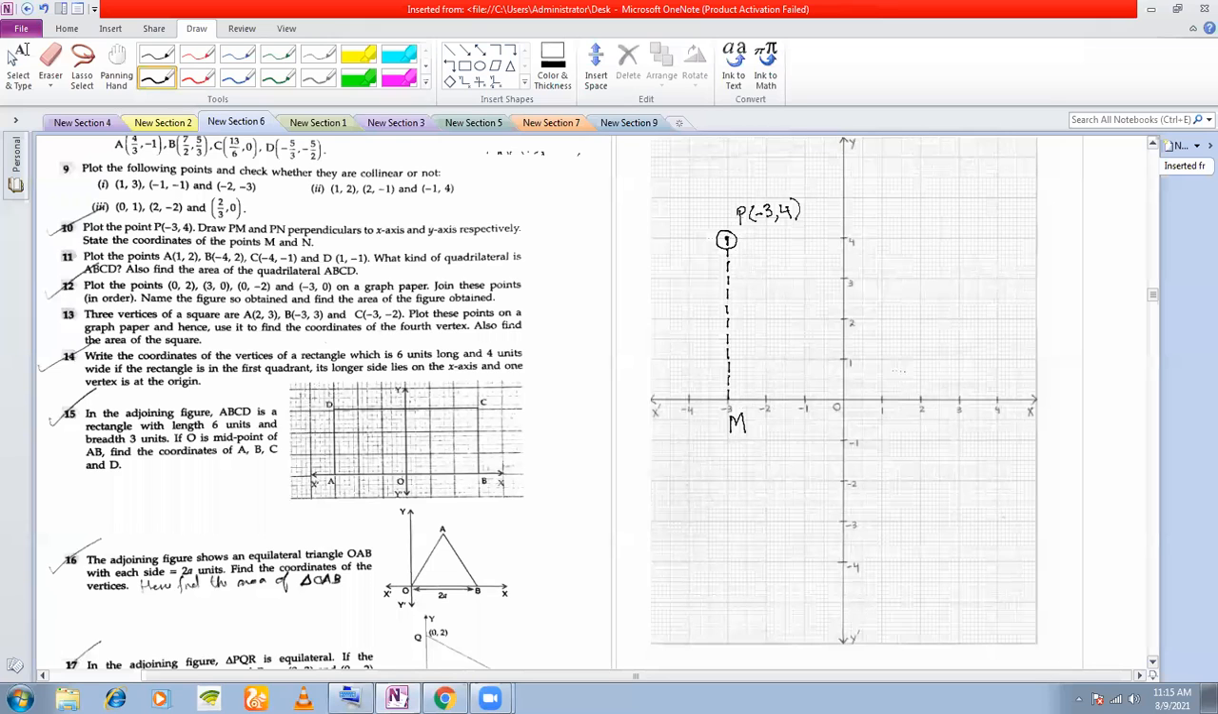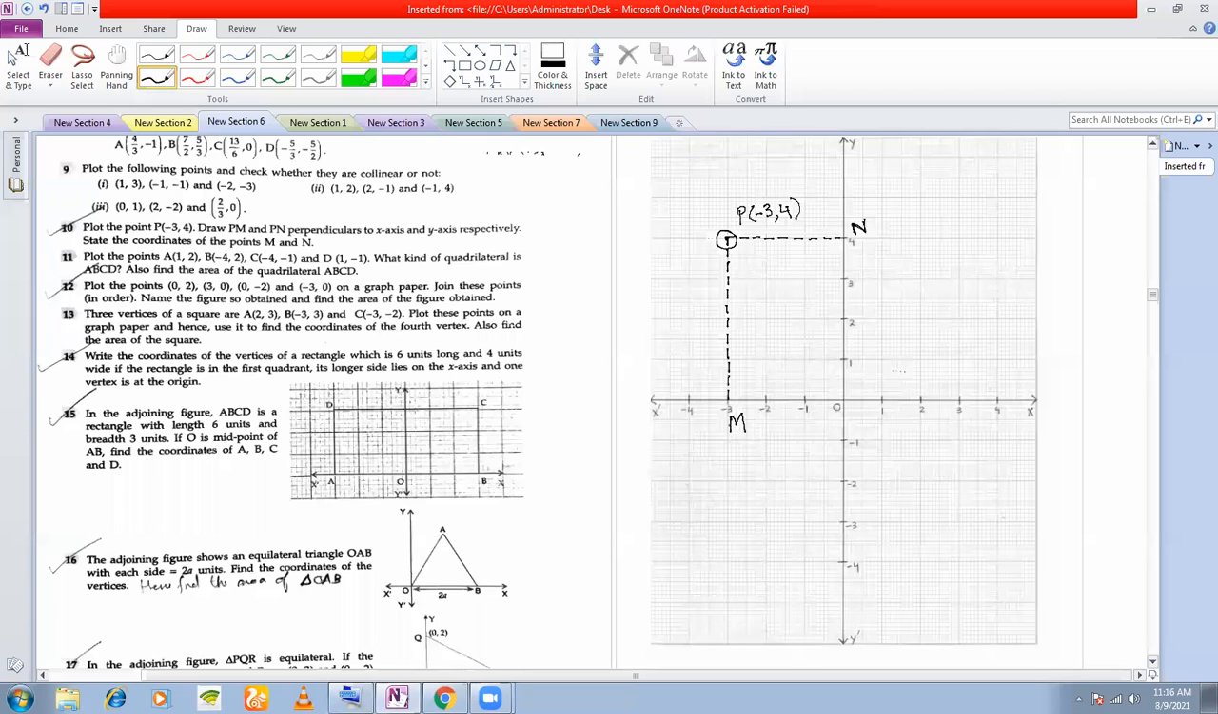So from P, you start drawing a perpendicular. Okay, this is your point N. All of you agree this should be the perpendicular? Or any question you have? Okay. Now you need to state the coordinates of M and N. What should be the coordinates of M and what should be the coordinates of N? Can you tell me?